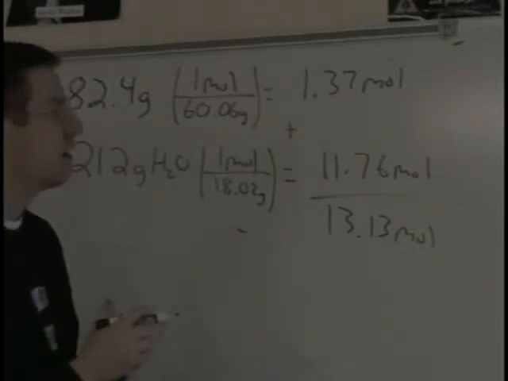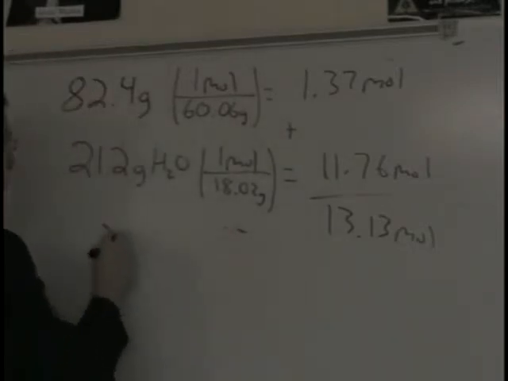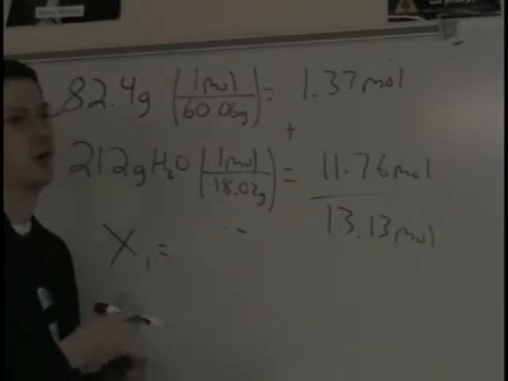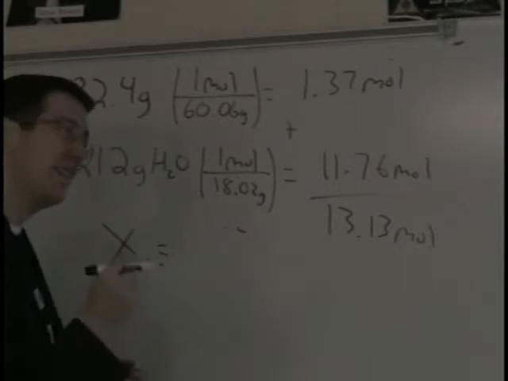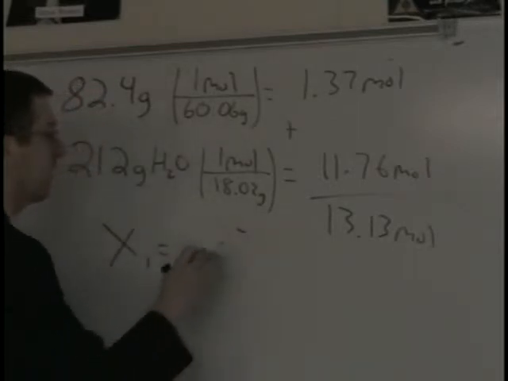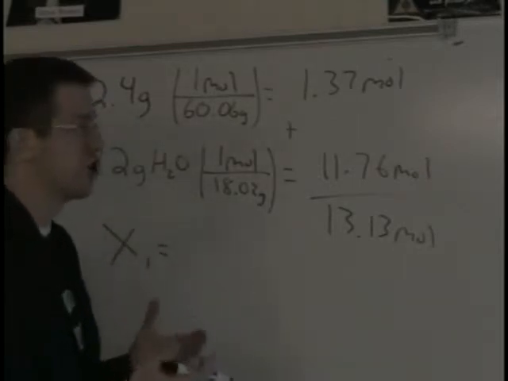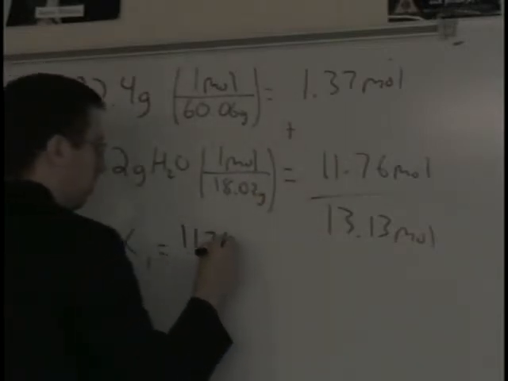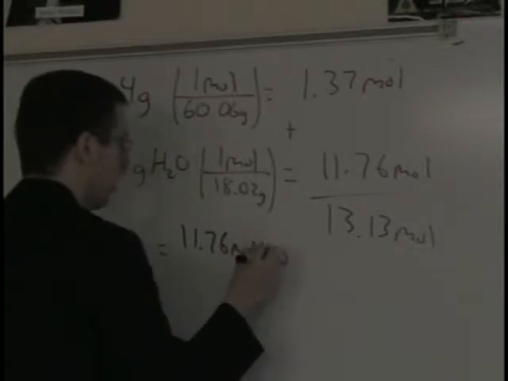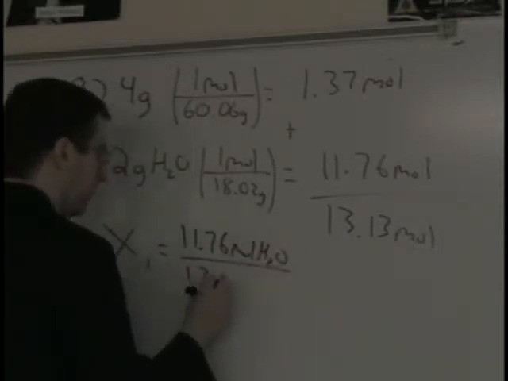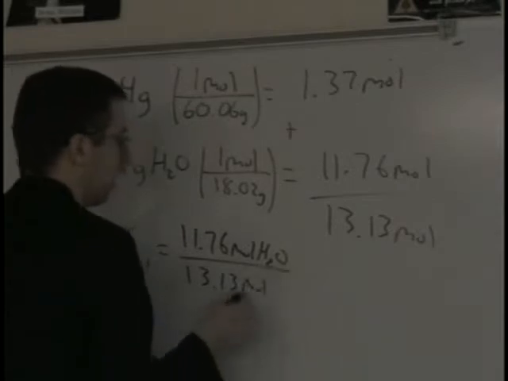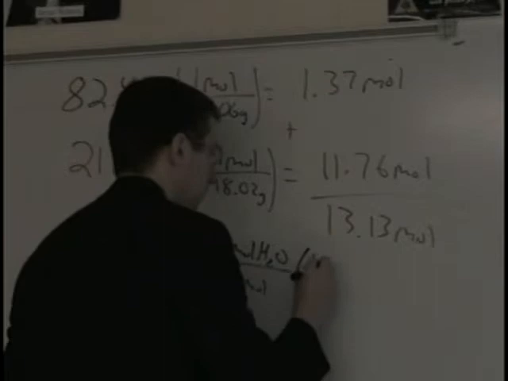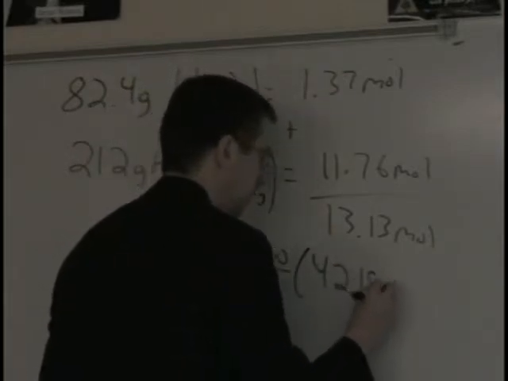Now, as I stated before, mole fraction, which is represented by X, is typically moles of solute over moles of solution. This is a little different in this case though, because I want to see how does water change. So I'm going to have moles of water over moles total. So here's my moles of H2O over 13.13 moles total. That I'm going to then multiply by the 42.18 millimeters of mercury.